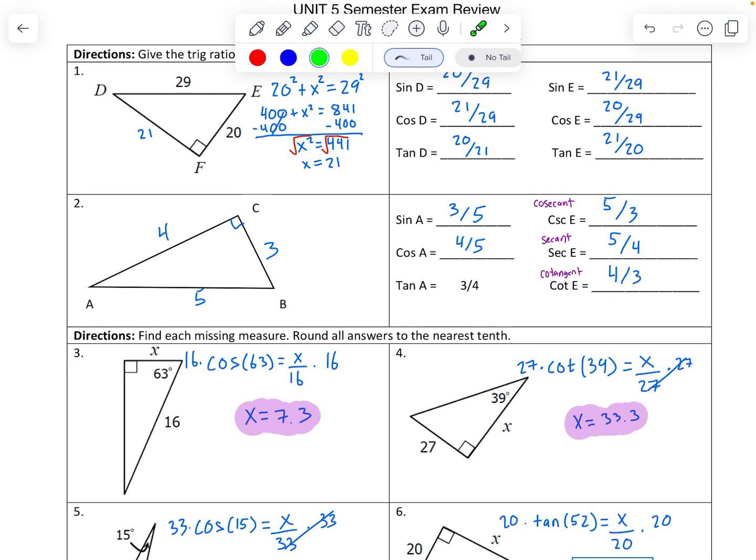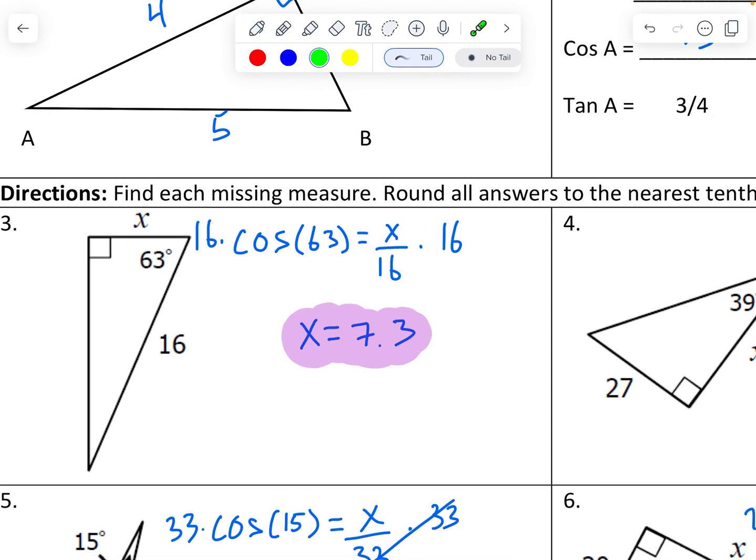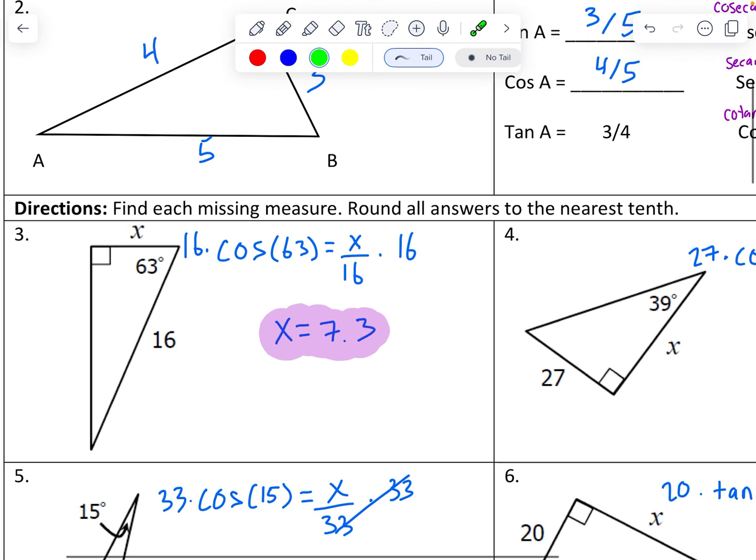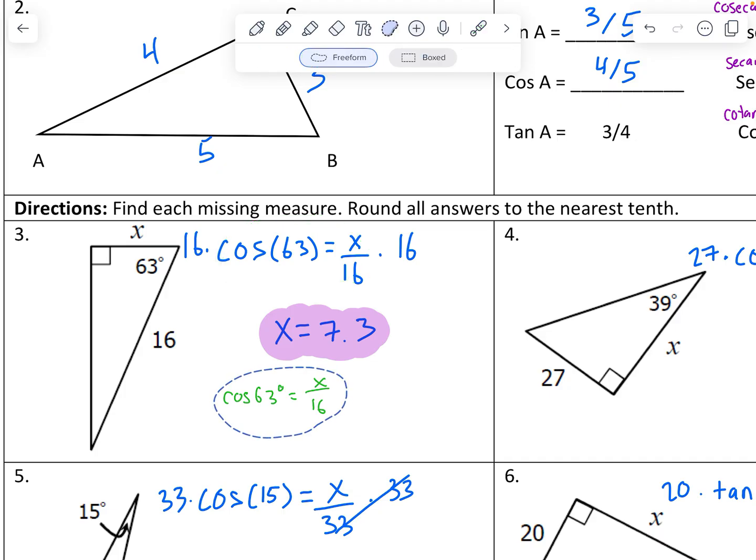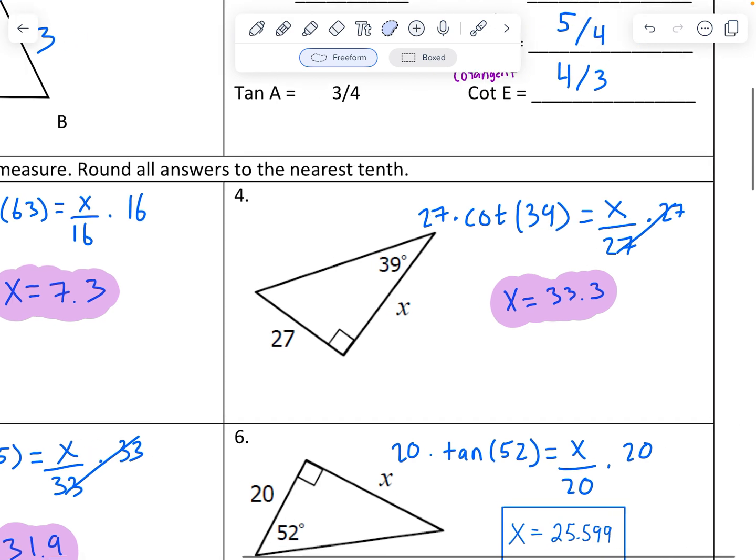All right, now we're going to find missing angle measures or side measures, depending on the problem. Here we have this angle, and from this angle, we have the adjacent side and the hypotenuse labeled. So if you have adjacent and hypotenuse, you're going to use cosine. So it's cosine of 63 degrees is equal to adjacent over hypotenuse. That's what this is here. And then to solve this, you just multiply both sides by 16. Remember, cosine of 63 degrees is something you can get from a calculator or Desmos. Just make sure you're in degree mode.